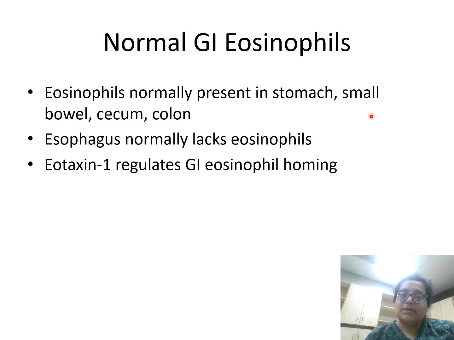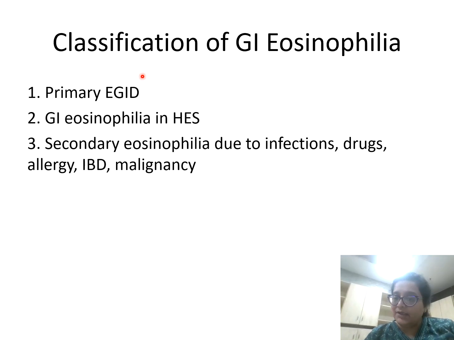They are normally present in the stomach, small bowel, cecum, colon, and the normal esophagus lacks eosinophils, specifically the squamous epithelium part. And of course, the chemical is eotaxin 1, which regulates GI eosinophil homing. Homing means the eosinophil comes to that mucosa and stays there. That is governed by eotaxin 1. So there can be a primary disease where the eosinophils come with an unknown trigger, and it's not an infection, it's not a parasite. It can be a hypereosinophilic syndrome, a hematological disorder leading to GI eosinophilia, and then it can be due to infection, drugs, IBD, malignancies, and allergy.